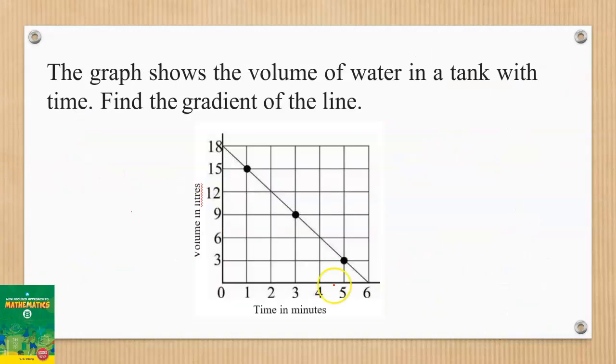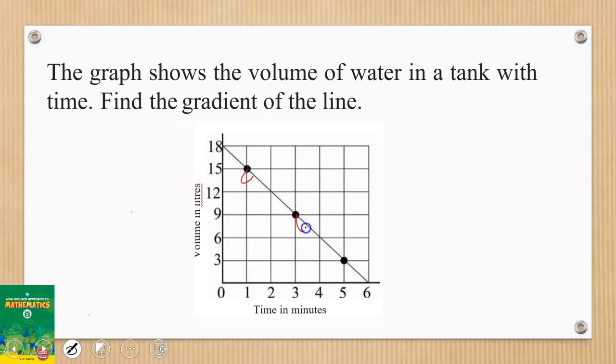Let's try the last example and see. Let's say we have this graph for us. It's a graph of volume of water in a tank with time. So maybe the volume keeps on increasing as time goes on. We want to find the gradient. It has given us a straight line. And look at the nature of the line. It means our gradient should be negative, right? But then how do we get our gradient? We need to know the points at least.